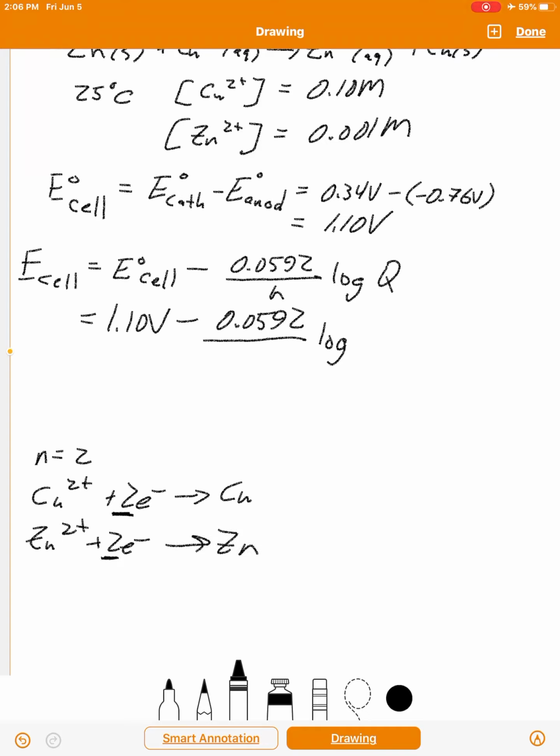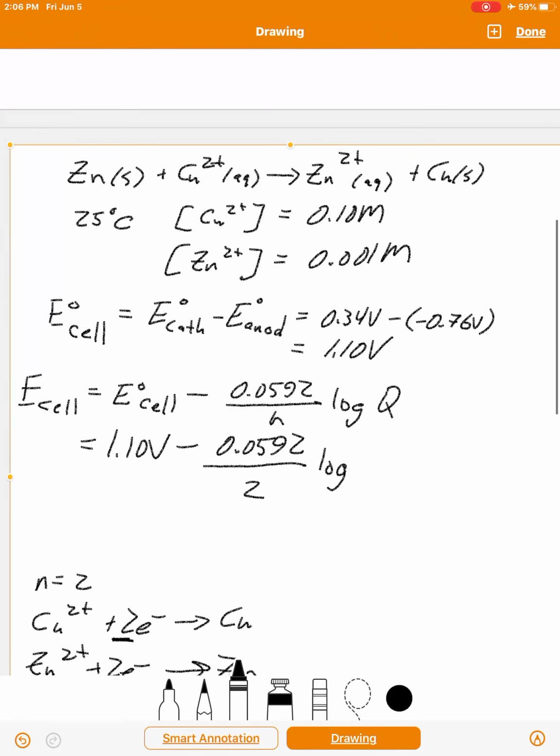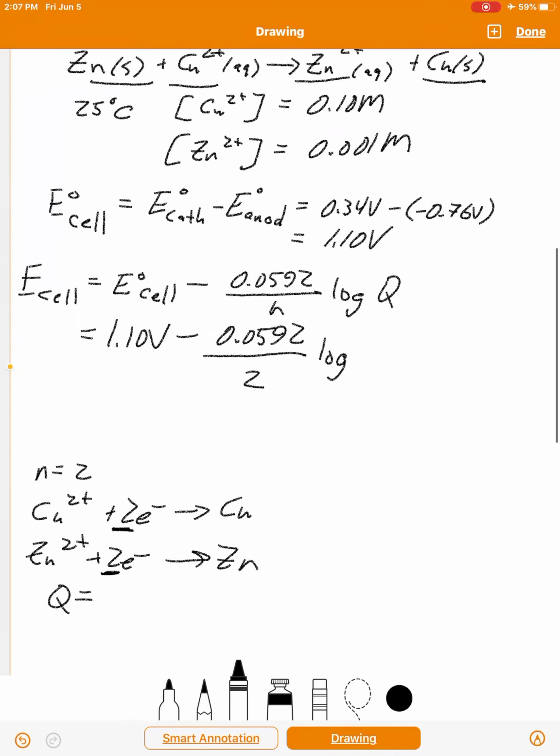Right? So if they're the same number in the two equations that you're looking at, then that's going to be n. It's the lowest common multiple of them, so 2 would work. So that's a 2. Now we just need to figure out what Q is. Remember, zinc is a solid, so that's not going to be in the expression.